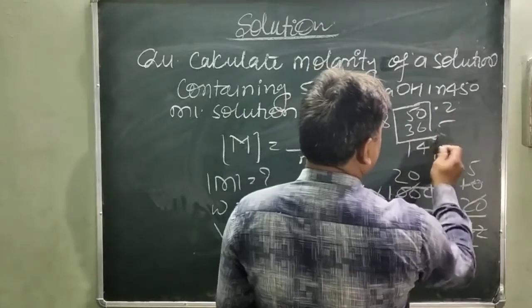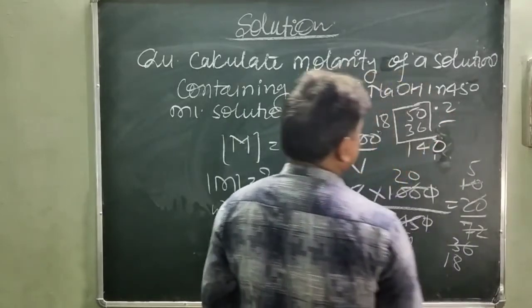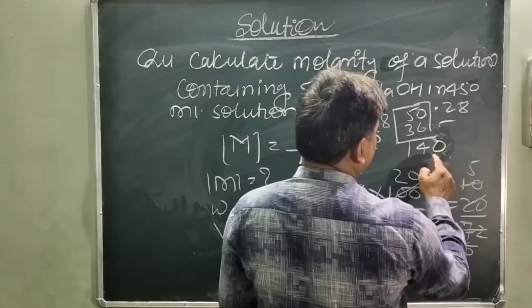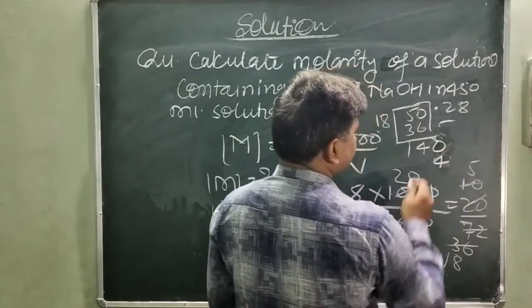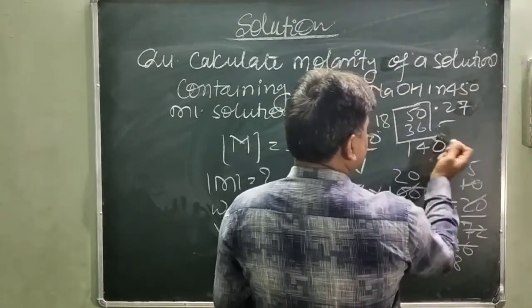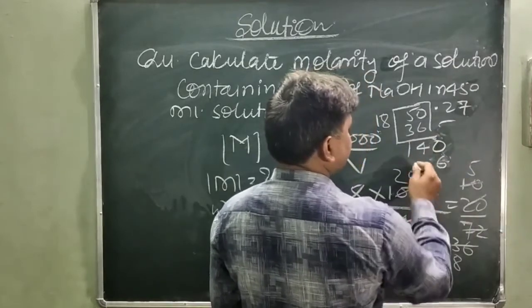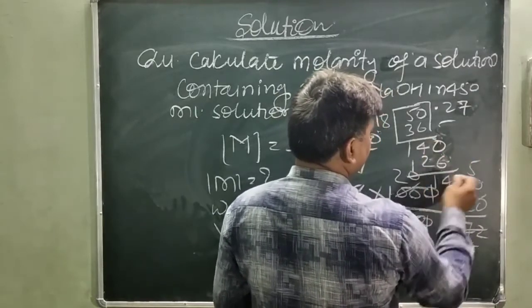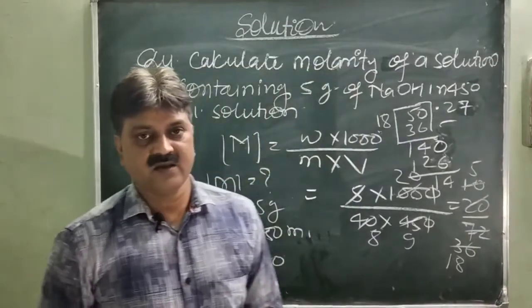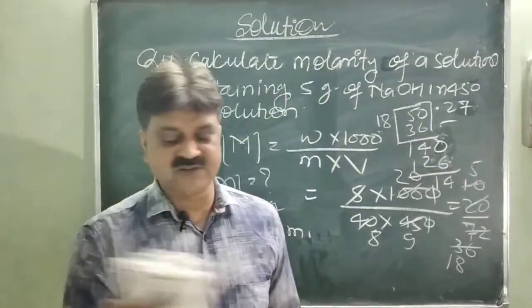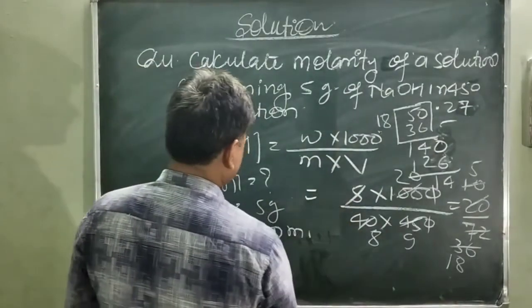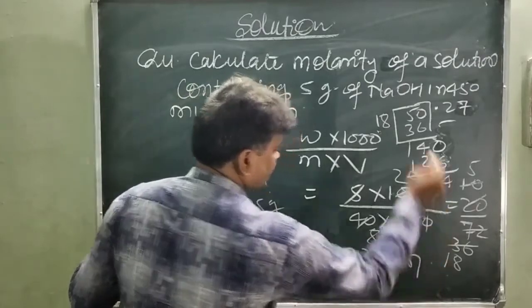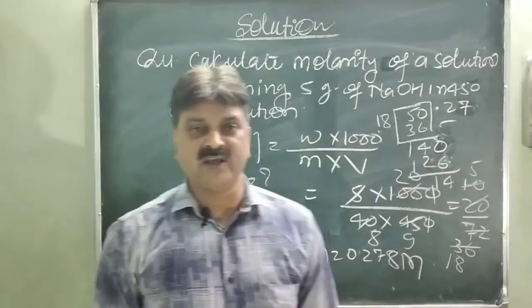Now 8 times 8 is 64, 7 times 7 is 56, and so on. It ends on 0.277. So the molarity is 0.277, or you can write the molarity, capital M, is 0.278 M. So this way you can calculate the molarity of the solutions.